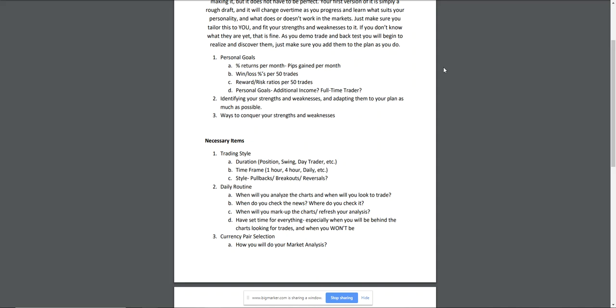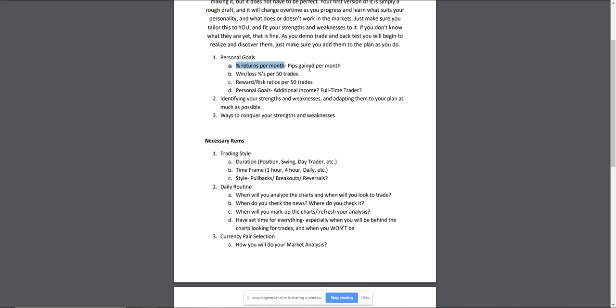Maybe you want to end up working for a bank one day. Maybe you want to be an analyst for a company. Maybe you just want to be able to trade your own personal account sitting on the beach with a piña colada the rest of your life. Put your exact reasoning down here so that you can see the light at the end of the tunnel and what you're striving towards to make all this hard work worth it, right? And then you can translate that into your trading goals, right?